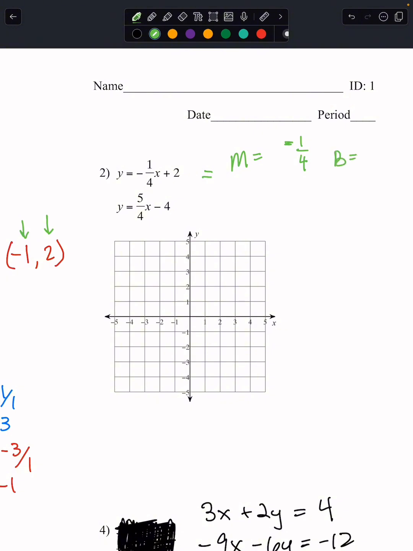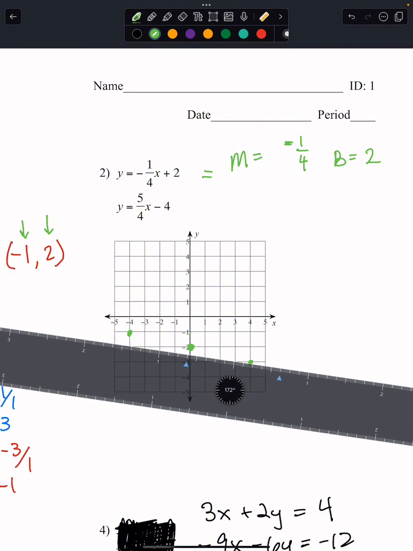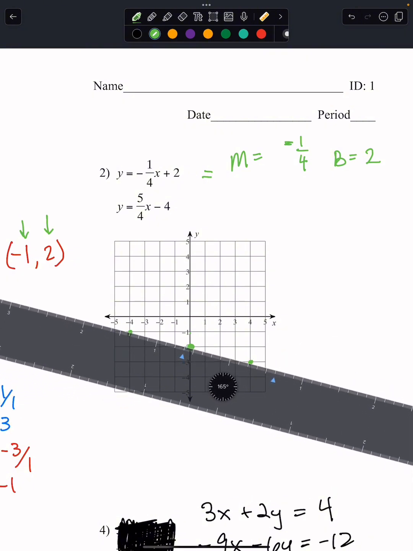All right, so we're going to cross at positive 2. Now remember, your slope is your rise over your run. So I'm going to go down 1 to the right 4. And if I want a dot on the other side, I can go up 1 to the left 4. And I'm going to connect the dots. Oops, what am I doing? Let's connect the dots. Beautiful.